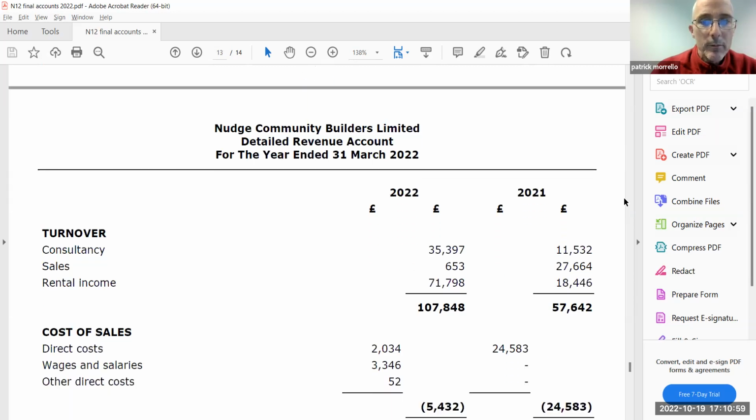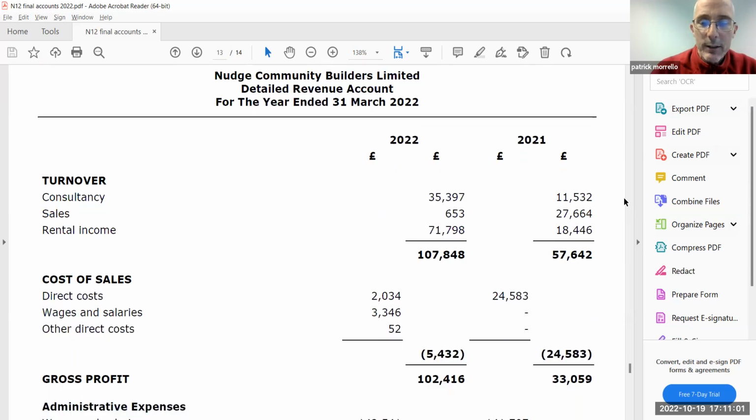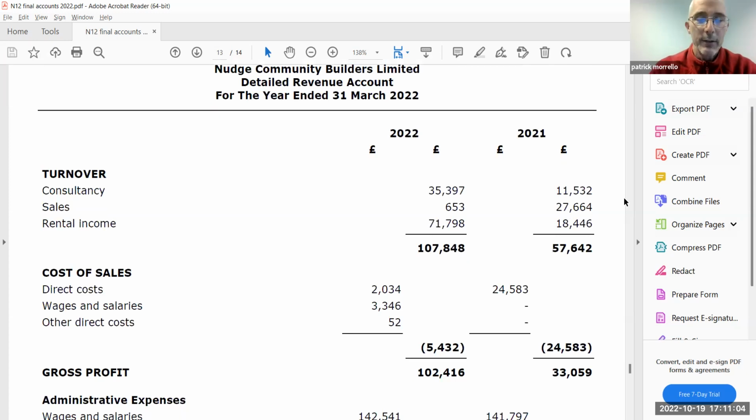So this is a detailed revenue account, which is just the detail of the page we were just looking at. So it gives a breakdown of turnover there, which is consultancy, sales and rental income. If you're comparing to last year, I don't know why the sales figure last year is £27,000 because we didn't do the accounts for that year and haven't been able to find out from the predecessor accountants what is in that number. But the 71,000 rental income is from the Clipper, the plot. I think, yeah, those two properties.